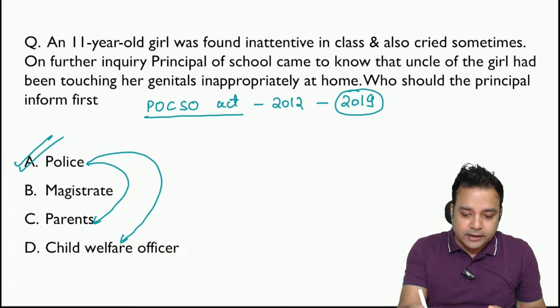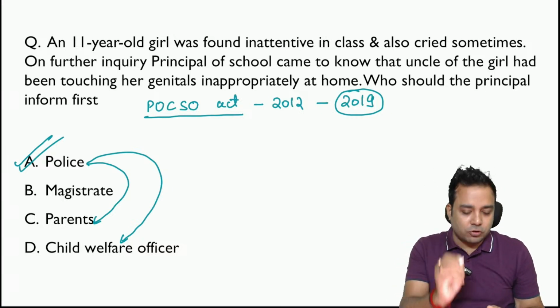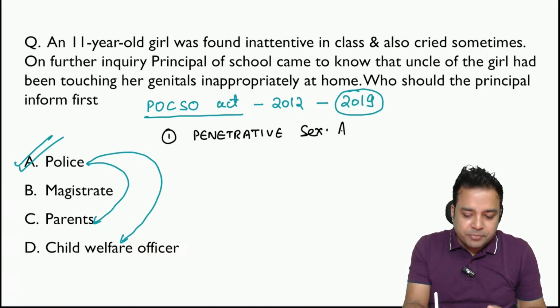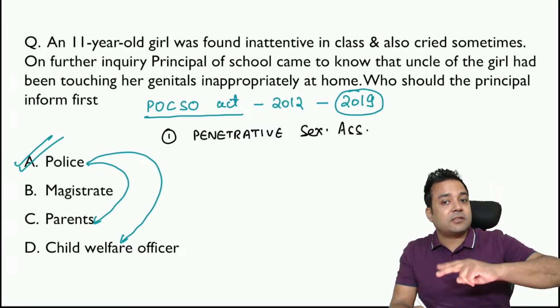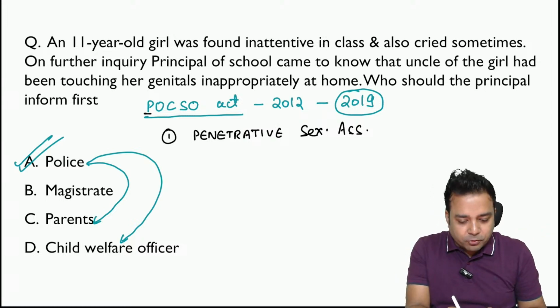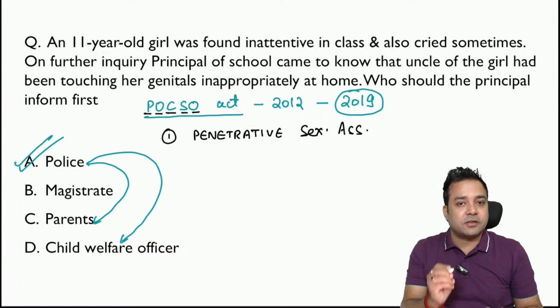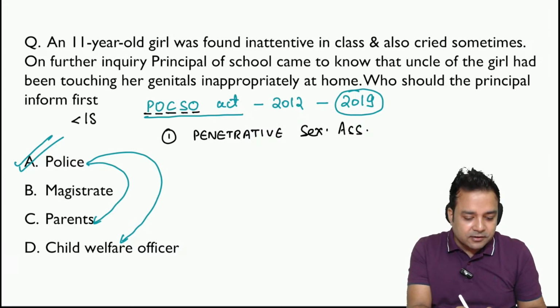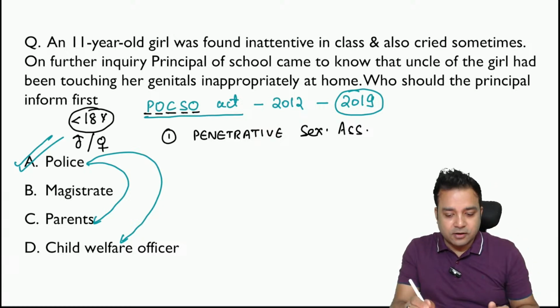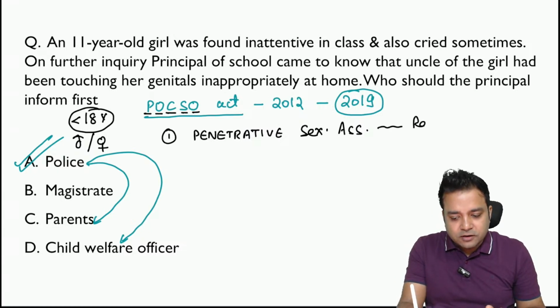According to the POCSO Act, there are certain offenses which we should know. One offense is penetrative sexual assault. Penetrative sexual assault can be done with a male child as well as a female child. That is the difference between the POCSO Act and rape laws. It is protection of children from sexual offenses, and a child is a person less than 18. This child can be either a male child or a female child. That is why we say the POCSO Act is gender neutral. This is almost synonymous with the rape definition, with that difference.